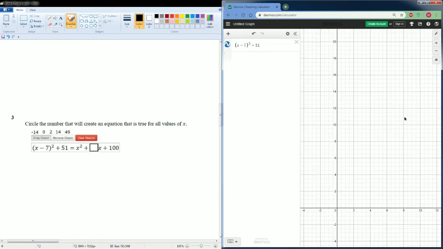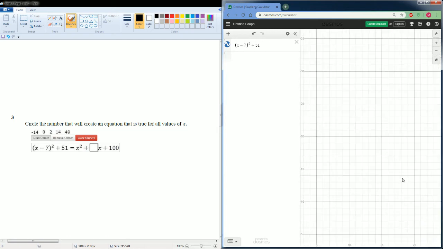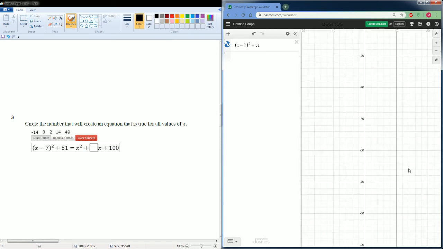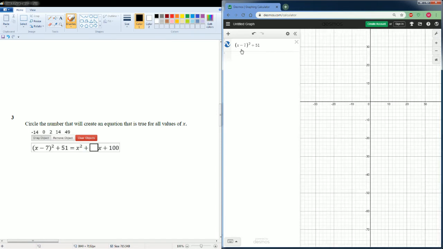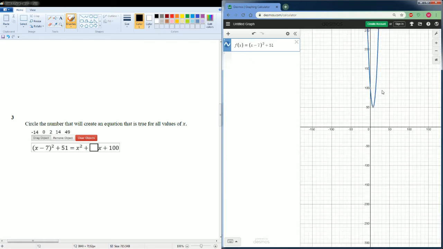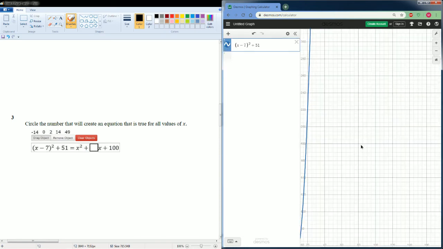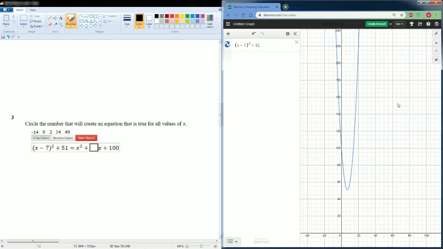So where is it? Where is it? Let's do f of x. See if it reappears. No. Oh, there it is. So I didn't even need that. All right. Okay. So that's how it looks.